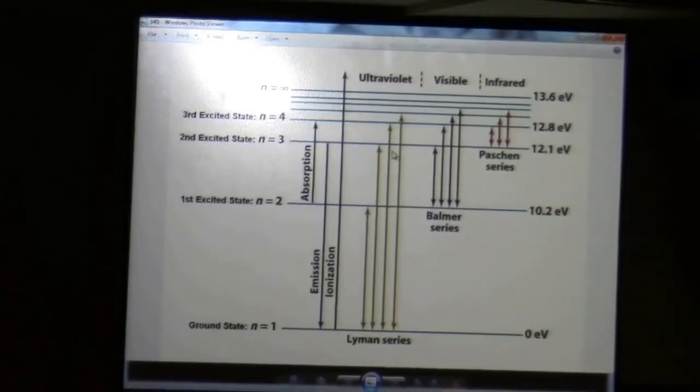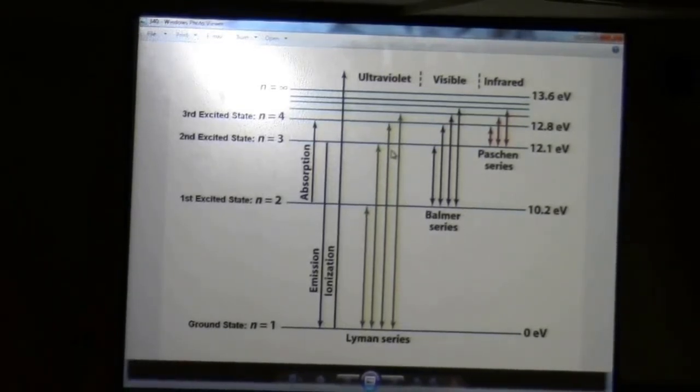And again, it comes out in the ultraviolet, visible, and infrared for those three series. Okay. So this is related to one of the homework questions, question 8, I believe. I've given you enough information to answer, but I just want you to ponder it a little bit.